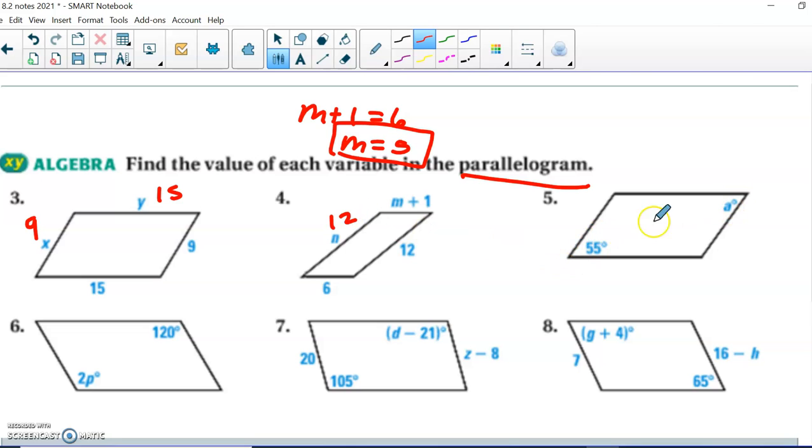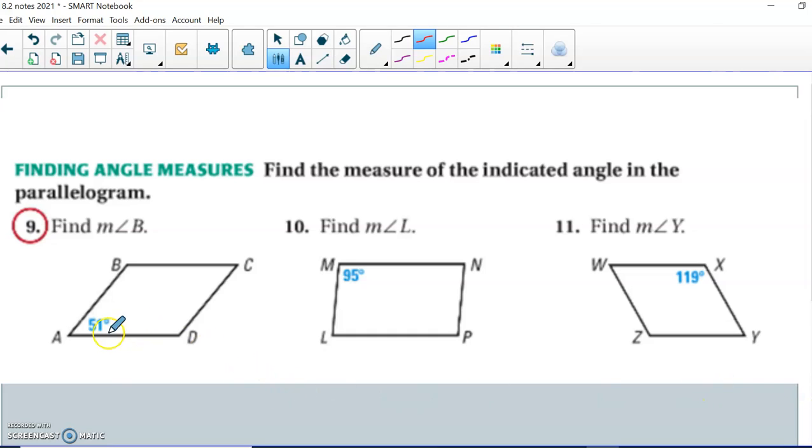We know that opposite angles are congruent, so in this case we know a is 55. Opposite angles, throw in a little algebra, we know that 2p equals 120, therefore p is going to be 60. Okay, and again, opposite angles, opposite sides, opposite angles, opposite sides. Let's throw in consecutive angles. Now we're looking for angle B.